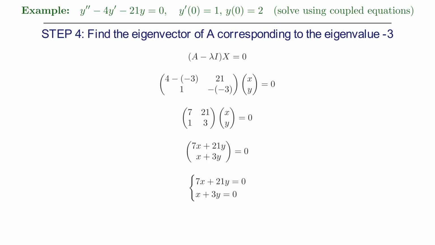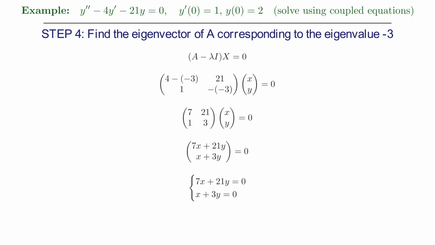Notice that that first equation is just a scalar multiple of the second. The first equation is 7 times that second equation. Therefore, we're going to have infinitely many solutions. So to solve this, we just pick a value for y.